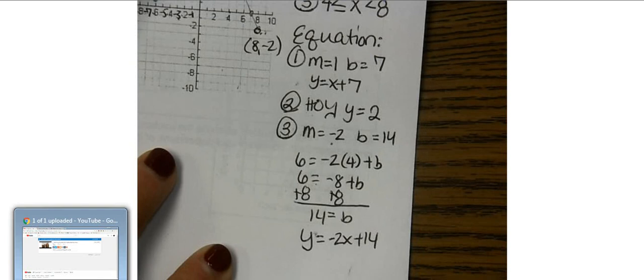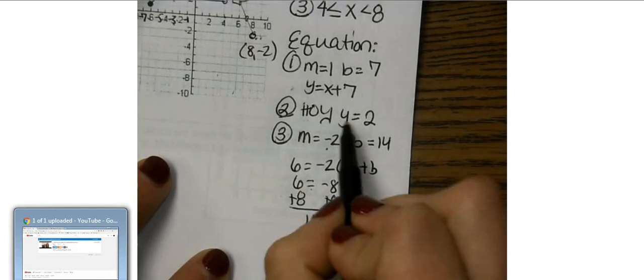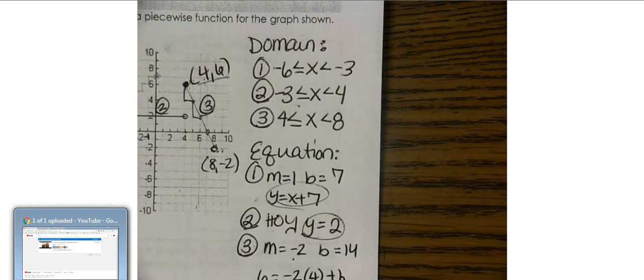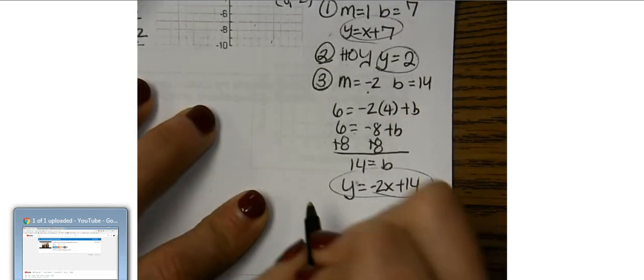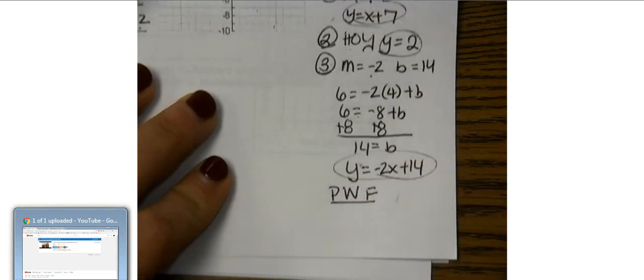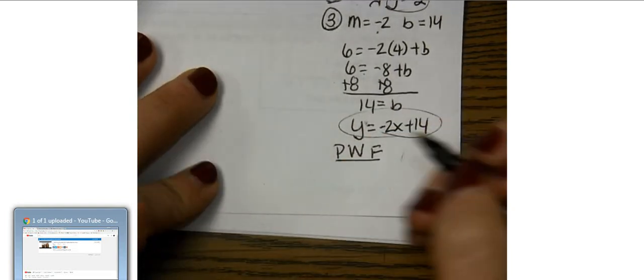Cool. I have all of my equations for each piece provided. I have all of my domain pieces up here. And now I'm ready to write my piecewise function. I'm going to call it PWF. And you can write it as f of x equals or y equals. So I'm going to write f of x is equal to, and you just need like a squiggle.